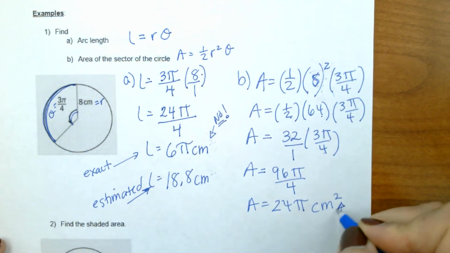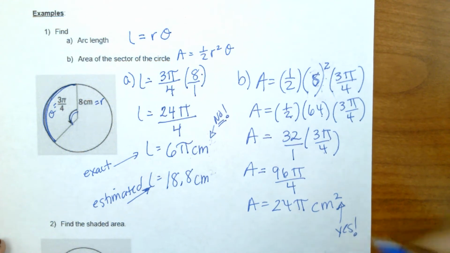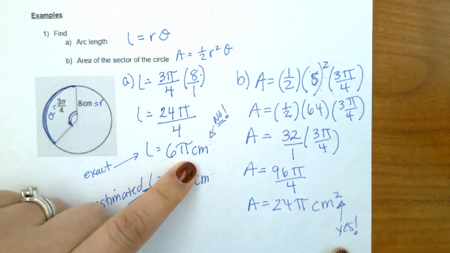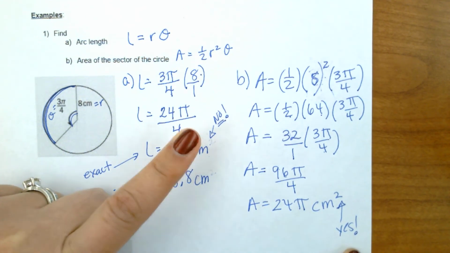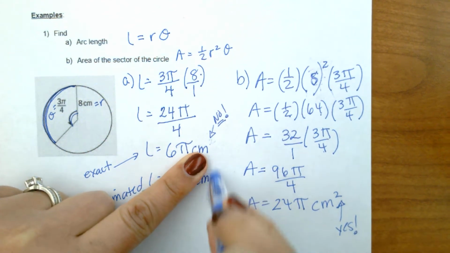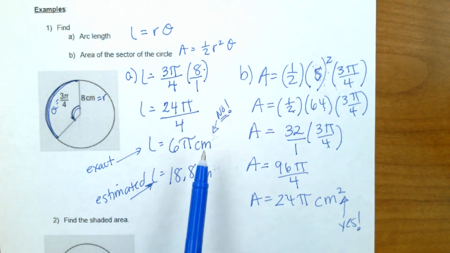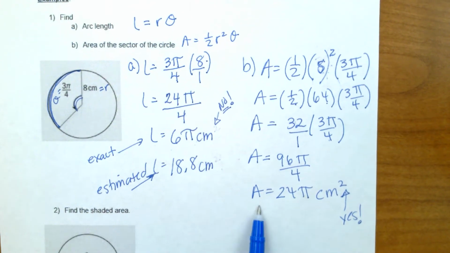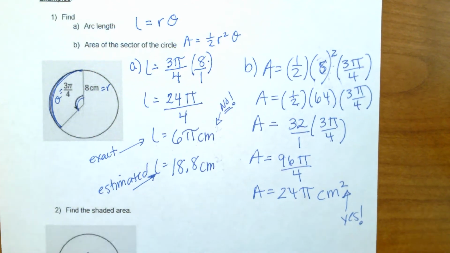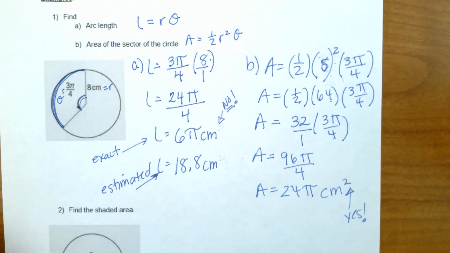Okay. So here, since we're doing with an area, yes. So double check that. Like I had to double check that. And yes, it was a mistake. That's a no. Okay. So our length is 6 pi centimeters. Our area is 24 pi centimeters squared. We could get the estimated answer. It would just be multiplying it out.